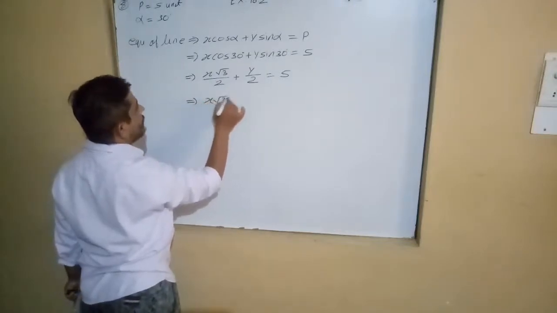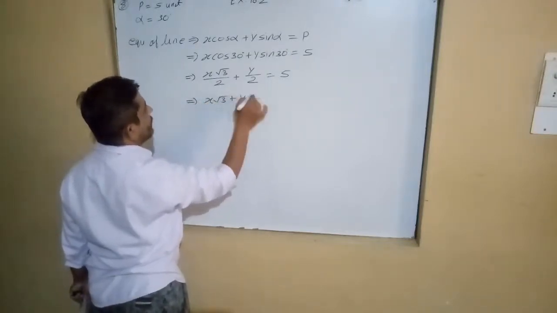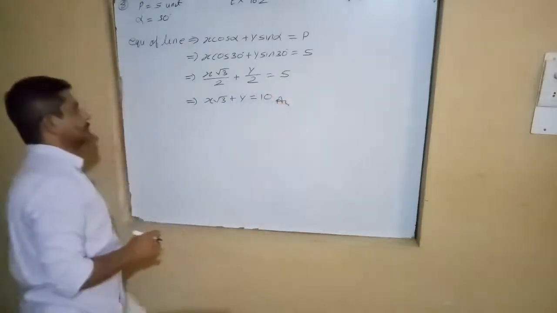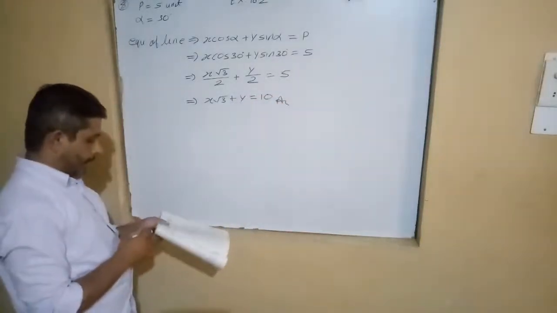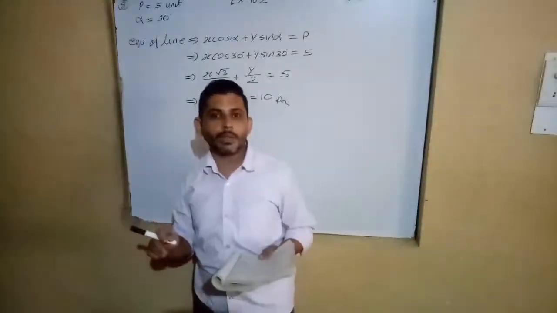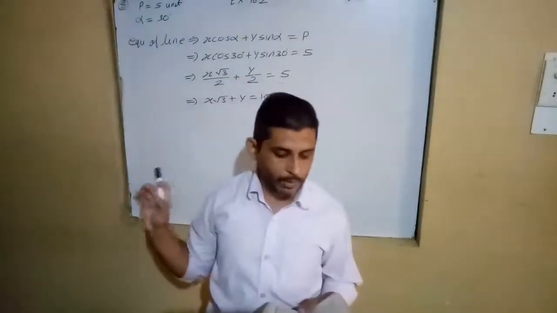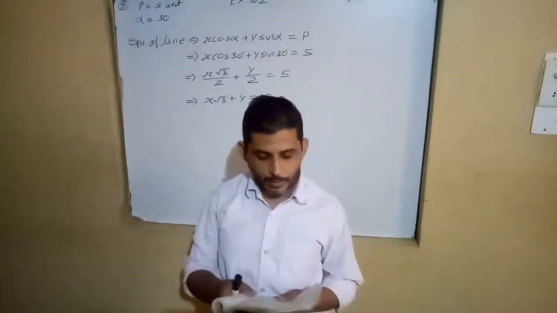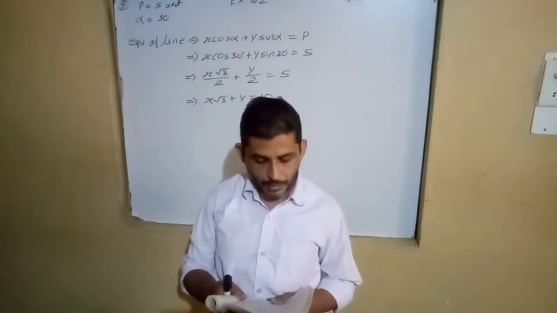X root 3 plus y, and after the transposing of 2 it will come 10. Answer. So if I know the whole 6 formulas of equation of line, we can solve any question very easily. Now we can take another type of question, question number 12.